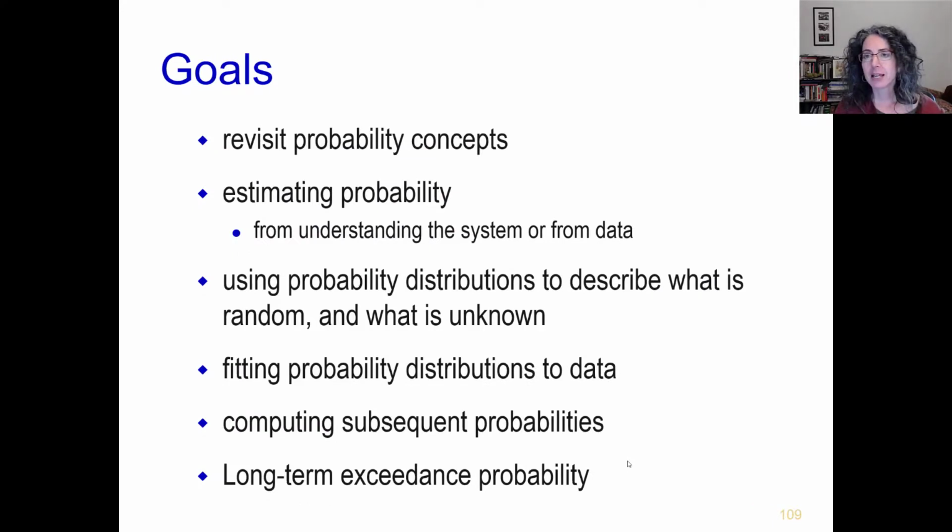So that was our last topic, and here's a bit of a summary of all the things that we talked about in this lecture that was separated out into 6 videos. We revisited some probability concepts. We talked about estimating probability from understanding the system or from a data set. We used probability distributions to describe what's random and what's unknown. We fit probability distributions to data. We computed subsequent probabilities and frequency curves. And finally, we looked at long-term exceedance probability.